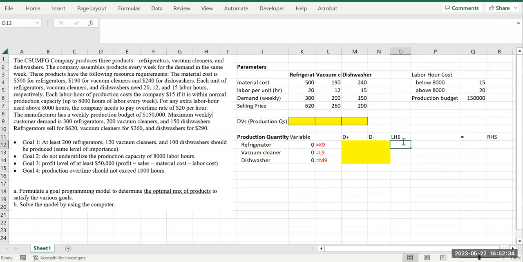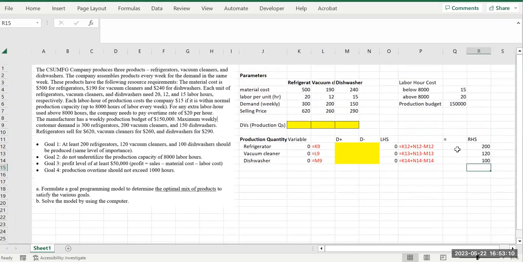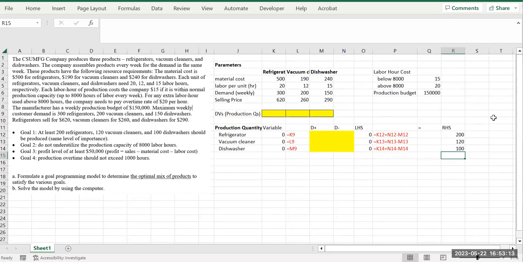For the LHS, it's always the variable of interest plus the negative deviational variable minus the positive deviational variable. Here I have the formulas, and the LHS is always the same, so I just drag it down. Equal sign always. The RHS would be the target. The goal that we have here is 200, 120, and 100 for dishwasher. Same level of importance. I'm going to zoom out a little bit just so we have space here for writing the priorities.